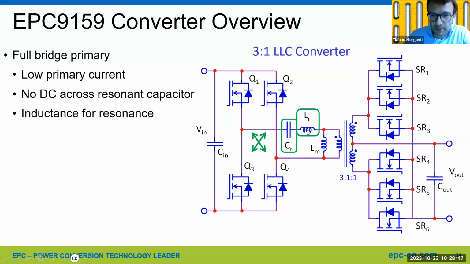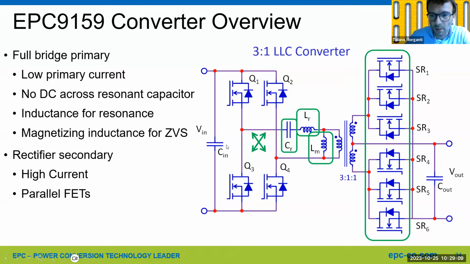We have both an additional external inductance and the leakage inductance of the transformer to constitute the resonant tank of the LLC converter together with the resonant capacitor. And we are using the magnetizing inductance to achieve 0 voltage switching at the primary side. On the secondary side, we are using 3 parallel FETs for each leg. And the output current is up to 63 amps.